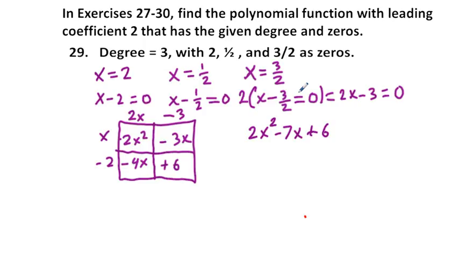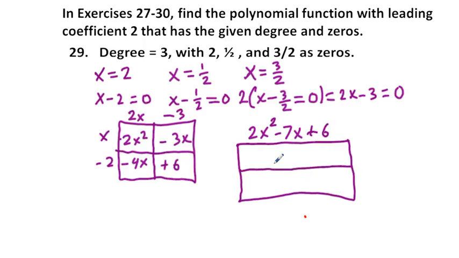All right, with that, we're going to multiply the last factor, x minus 1/2, by this. So we have x and negative 1/2. If we multiply x times 2x squared, we get 2x cubed. X times negative 7x is minus 7x squared. X times 6 is 6x.